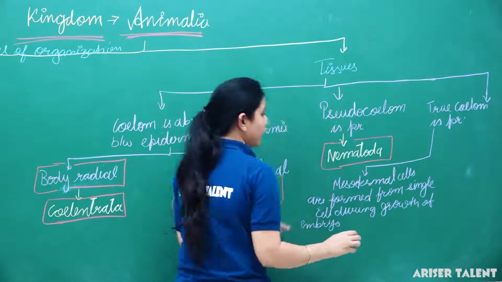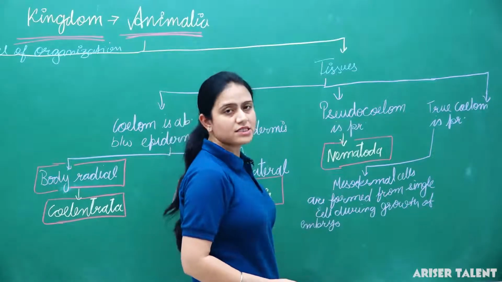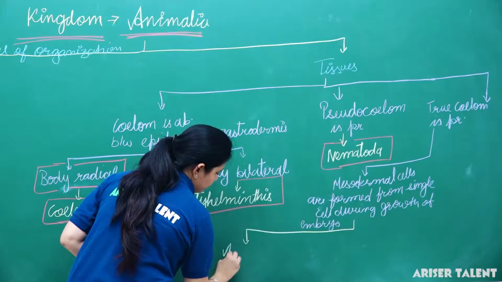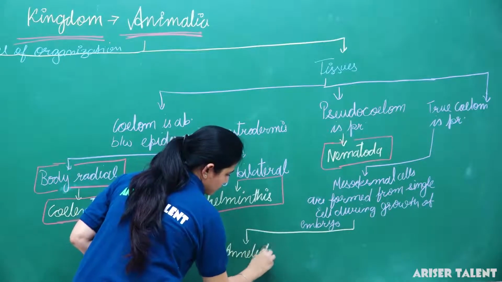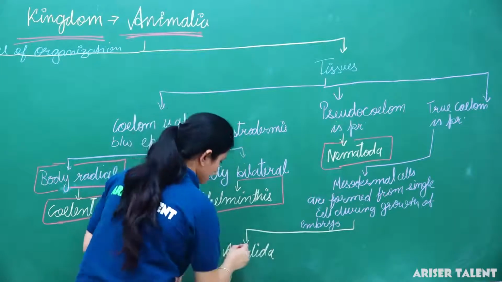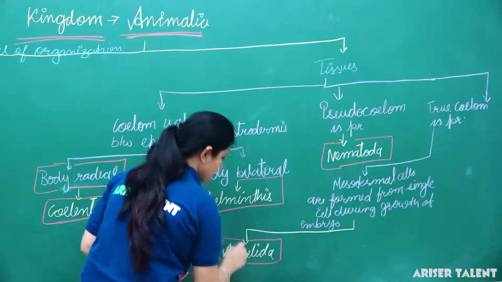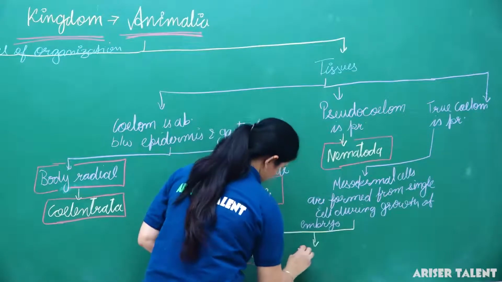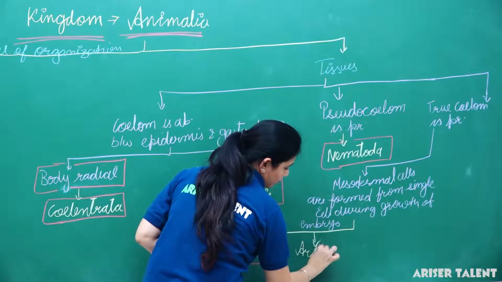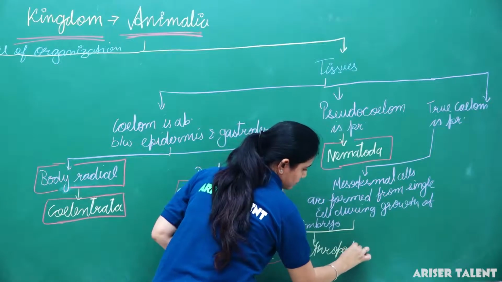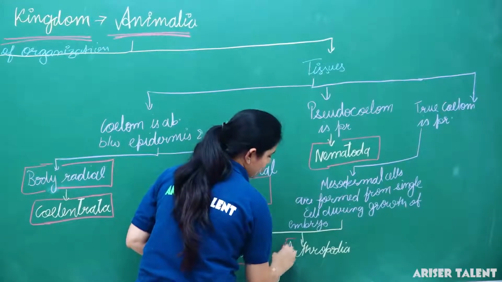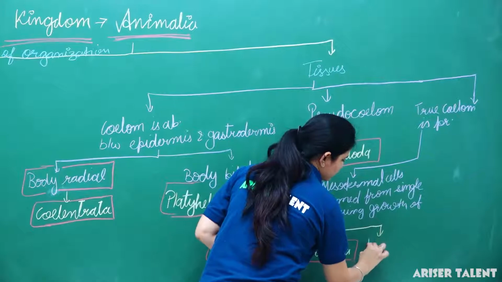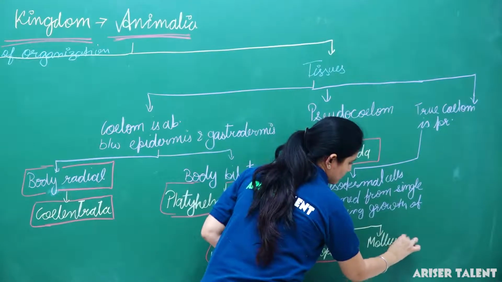Then it is further classified into three groups: Annelida, then Arthropoda, and the third one is Mollusca.